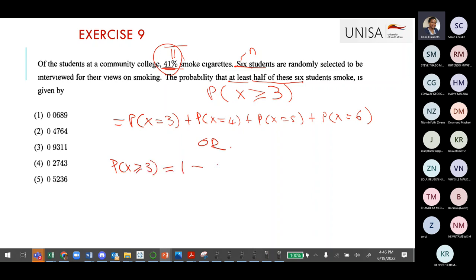You can say it's 1 minus the probability of x less than 3, which means you only need to add very few of them. The probability that x is equals to 0 plus the probability that x is equals to 1 plus the probability that x is equals to 2. You just need to add all three of them instead of adding 4, depending on you, how you want to do it. So that's how you will answer the question. So based on either one of them, you will get the same answer.